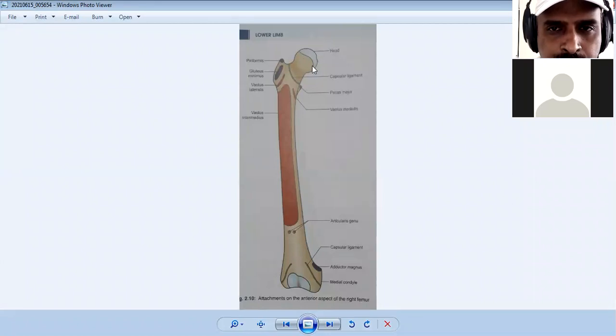Here you can see, concentrate on the diagram and marker, where I am showing the upper end bears the rounded head. The lower end is widely expanded to form the two condyles, medial and lateral condyles. Second point, the head is directed medially. As in the hip bone, we have studied the acetabulum directed laterally, but in the femur, the head is directed medially so that they can articulate and form the hip joint.